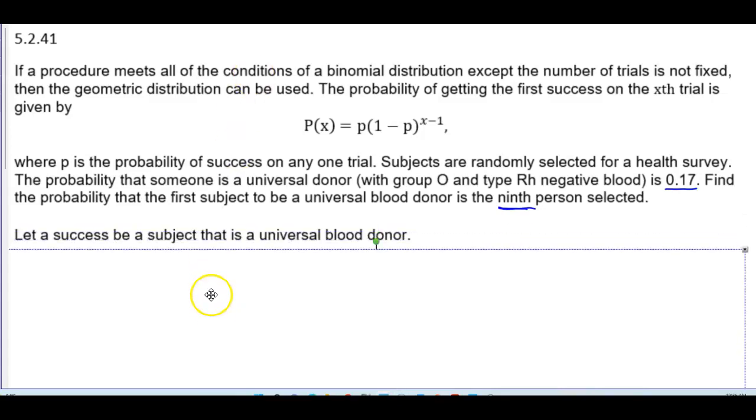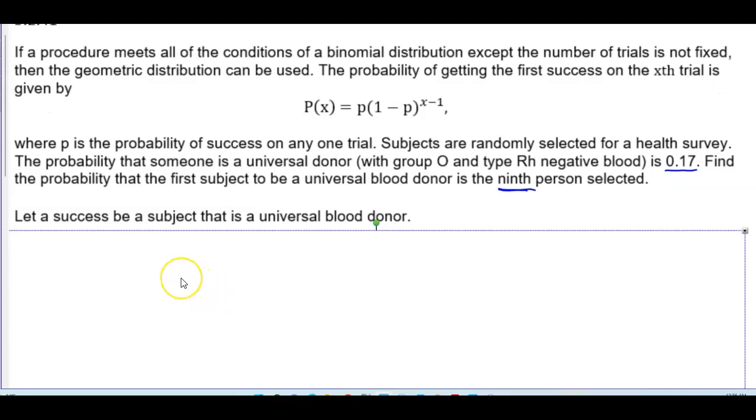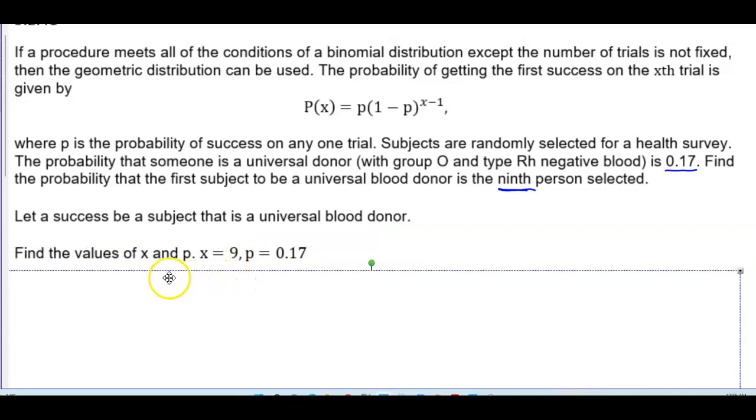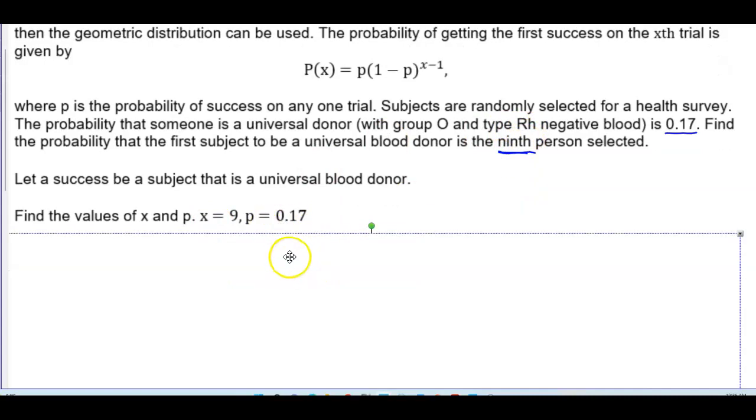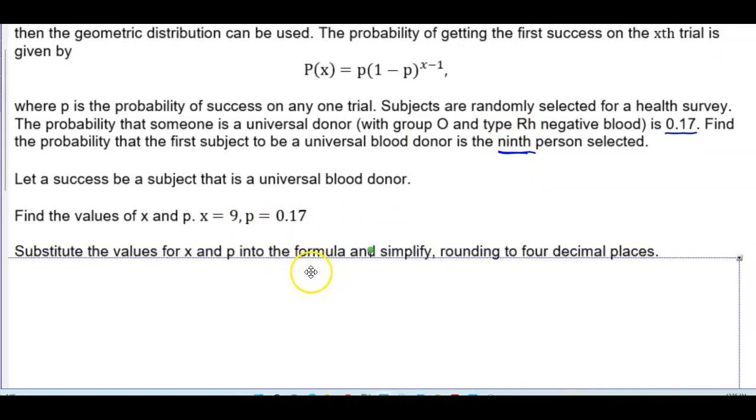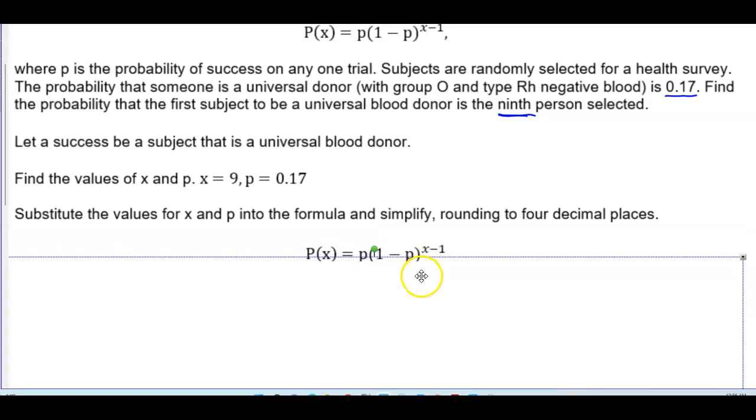So let a success be a subject that is a universal blood donor. To find values of x and p, we know that x is going to equal 9, and we know that p is equal to 0.17. And then we're going to substitute those values for x and p into the formula, simplify, and then round to 4 decimal places.